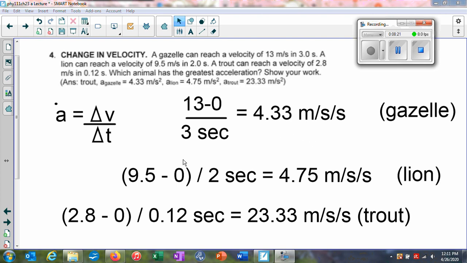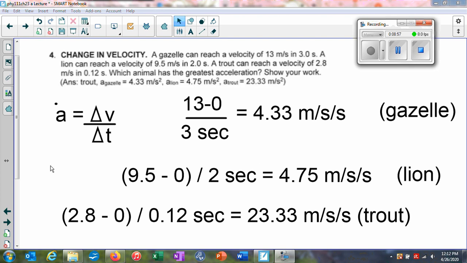Gazelle is pretty fast. The lion is going to reach a speed of 9.5 meters per second, and it's going to take him 2 seconds. So the lion starts from rest, gets up to 9.5 meters per second, all in the course of 2 seconds. When I solve this, I do 9.5 minus 0, I get 9.5, divided by 2. So 9.5 divided by 2, and I get 4.75 meters per second every second. So that's my acceleration for the lion.